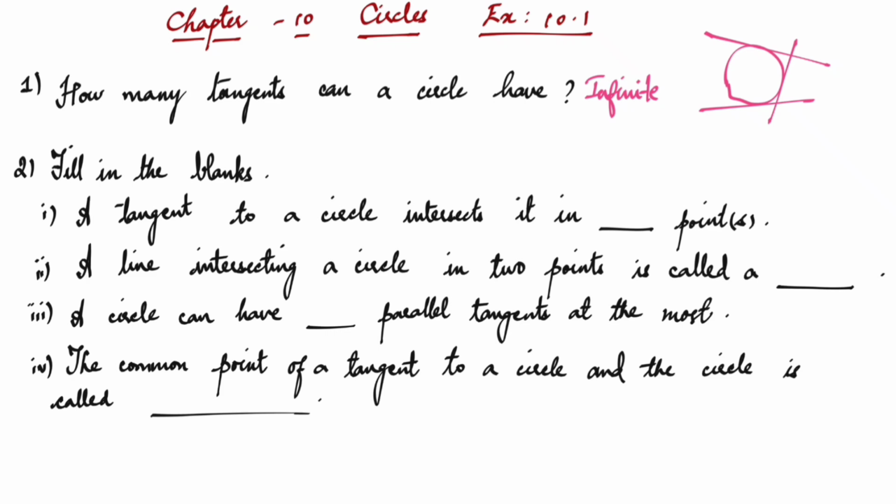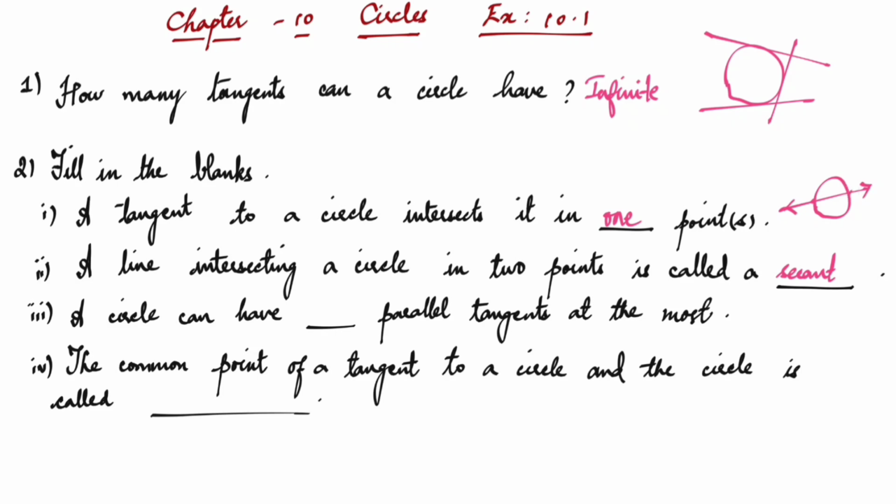Next question, fill in the blanks. A tangent to a circle intersects it in dash point(s): 1. It has only one point of contact. Now, second question. A line intersecting a circle in 2 points is called a secant. From our introduction video, we know that a line crossing 2 points of a circle is called a secant.